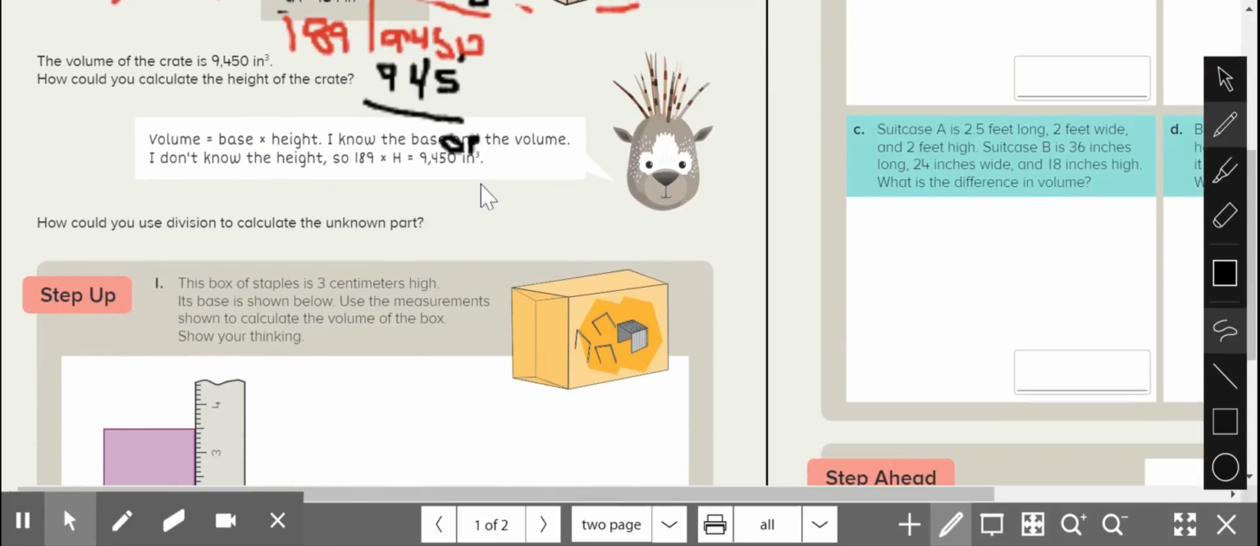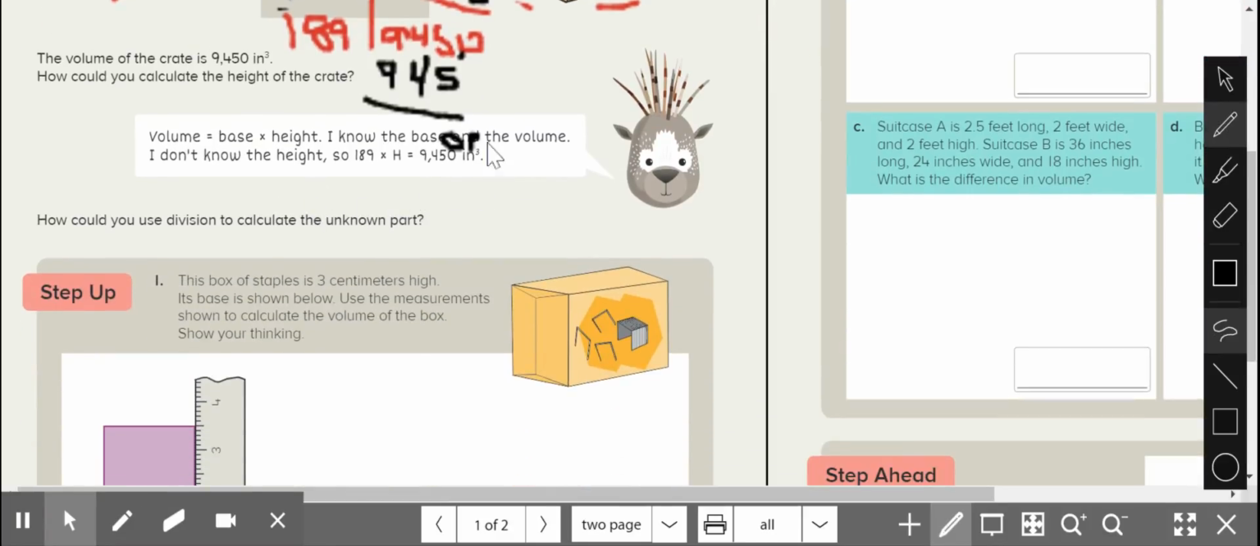I'll bet it says that below here. Oh, it doesn't? It doesn't, but that's how we would figure it out. We would divide the amount that we need, that we're looking for, or that we have total, by the amount that we've already calculated, that area.